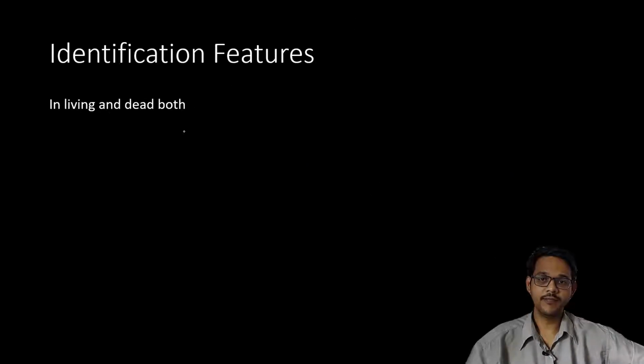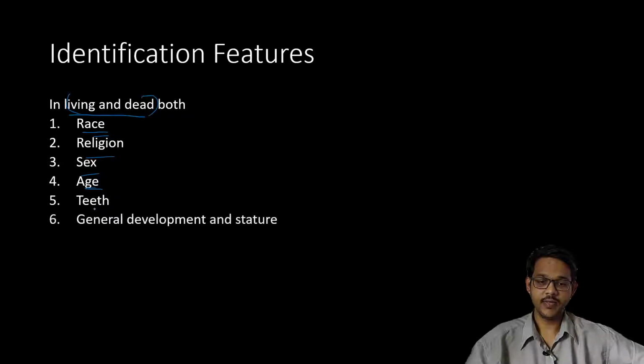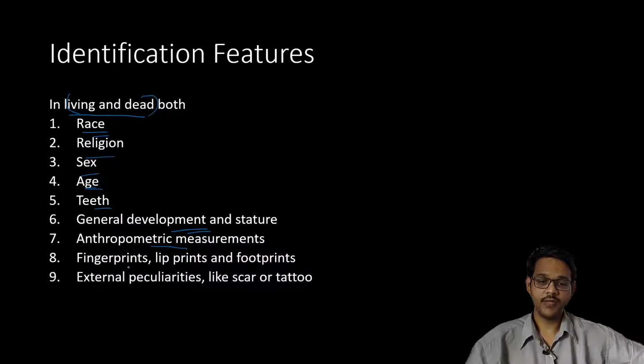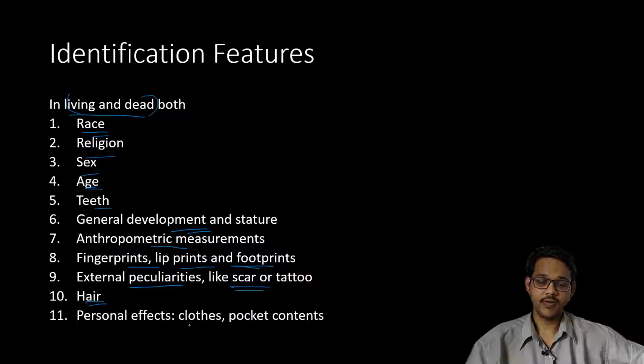Now coming to the features by which a person can be identified. In both the living and dead, features can be identified based on race, religion, sex, age, teeth, general development or stature, anthropometric measurements, fingerprints, lip prints, footprints, external peculiarities like scars or tattoo marks, hairs, personal effects and belongings like clothes, pocket contents like identification documents. These are the features in living and dead which can be used for identification.